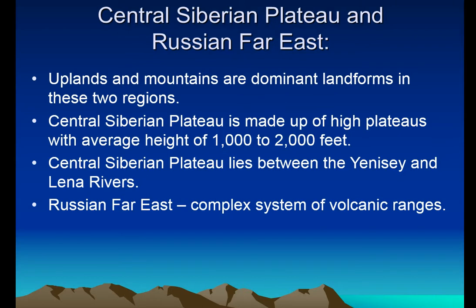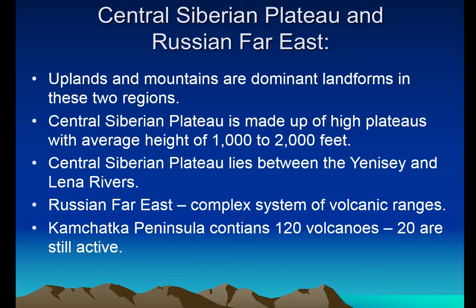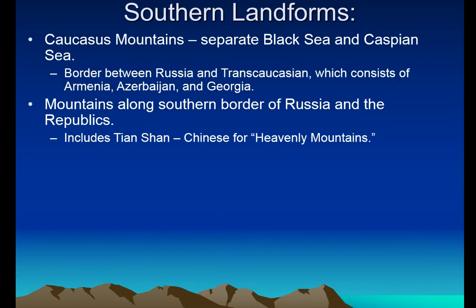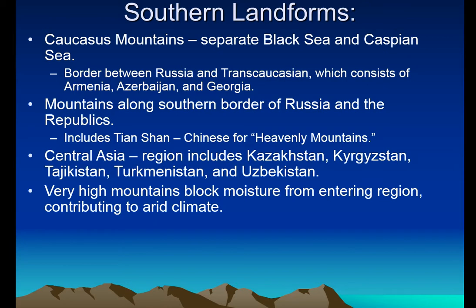The Russian Far East is a complex system of volcanic ranges. So we have tons of volcanoes in the Far East. If you're looking at the map, way to the right of it, you've got volcanoes, and you get your plateaus, and you get back to the Siberian Plains and plateaus, and then you work yourself to the Western Siberian Plain and to the North European Plain, if you're going right to left in Russia. The Kamchatka Peninsula contains 120 volcanoes, 20 of which are still active to this day. And here's a picture of the peninsula on the right in the map, and then one of the active volcanoes right there.